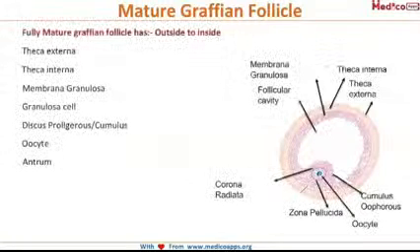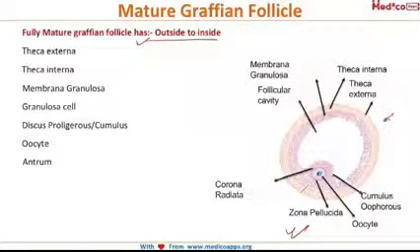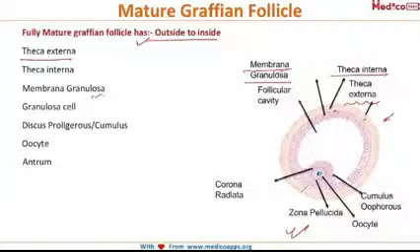So you can see here, this is a mature Graafian follicle, and from outside to inside, let us see the layers. The theca externa is there. This you can see here, this is the theca externa. Then we have the theca interna inside it. Then there is a separating membrane, that is called membrana granulosa, the separating membrane between the theca cells and the granulosa cells. It is membrana granulosa.